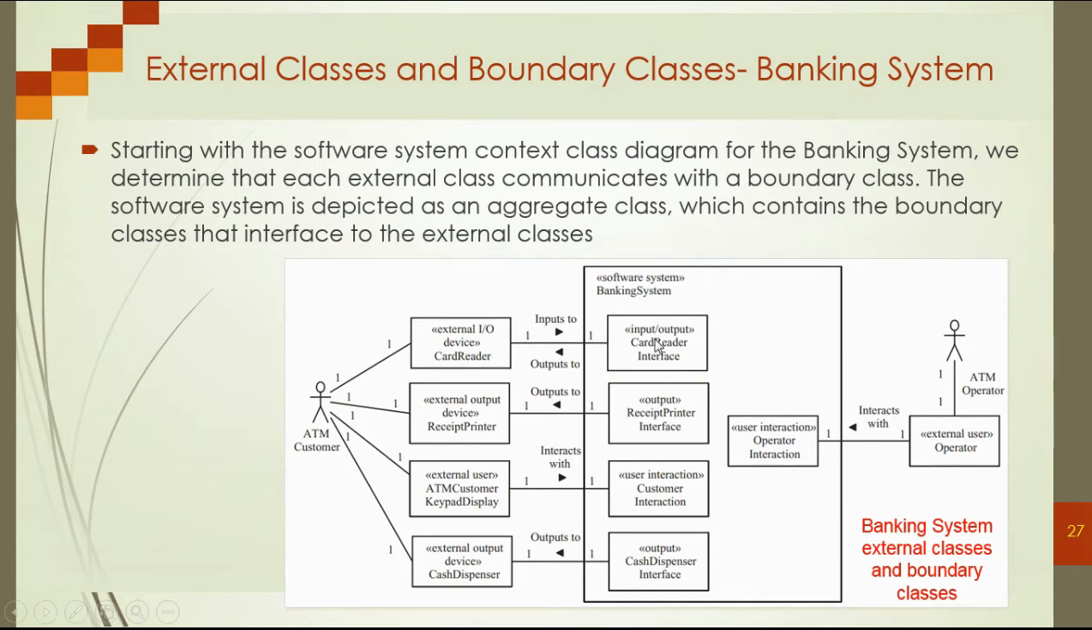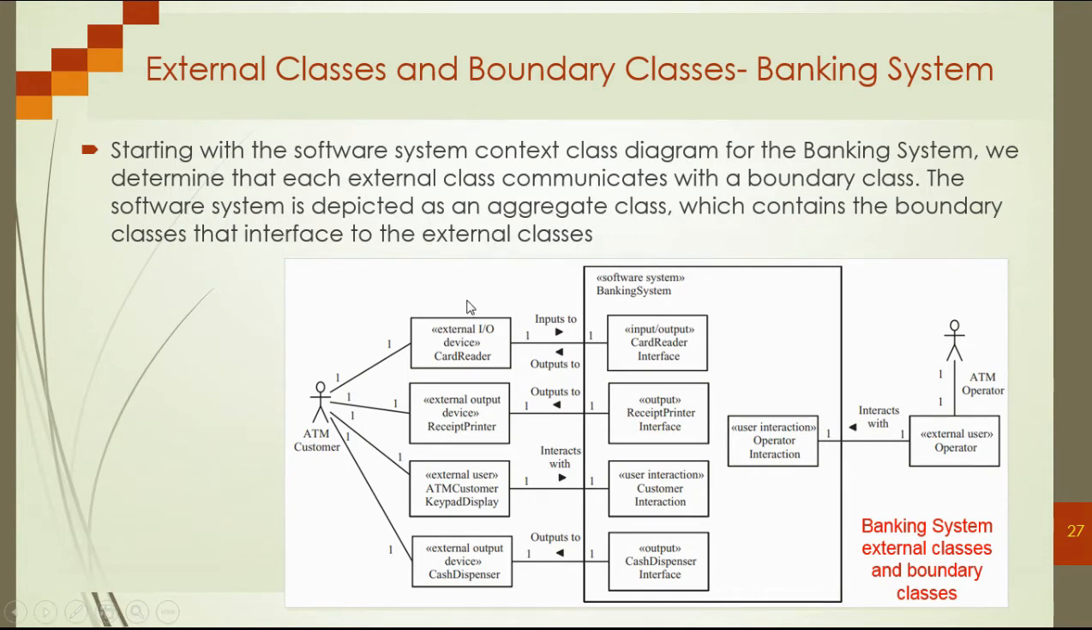So as we see here, each user or external device is related with another object in the system. So we can see the system is a combination of classes, and each external device has a relation or association with a class inside this system.